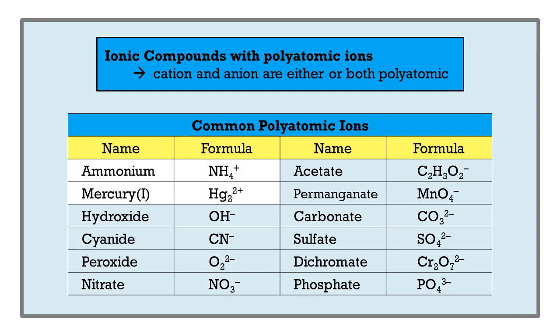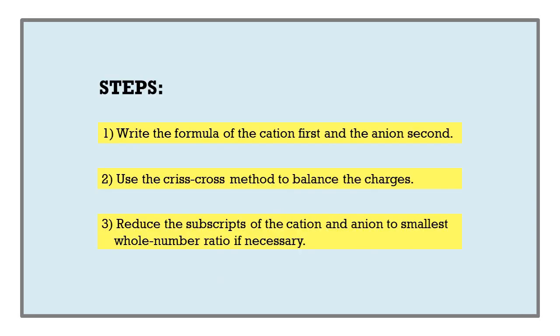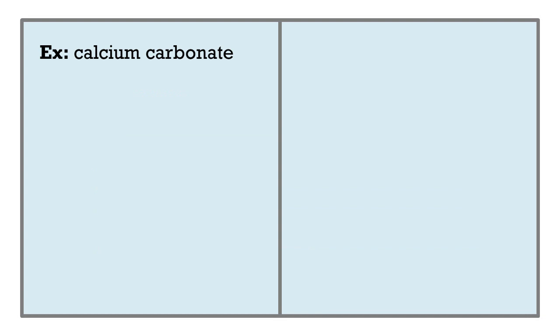Ammonium is a unique polyatomic cation that contains non-metal atoms. Mercury 1 is a polyatomic cation because it contains two atoms of Hg. The same steps are followed when writing the formulas for ionic compounds with polyatomic ions. Now let's have some examples.